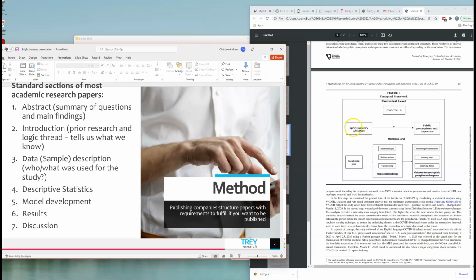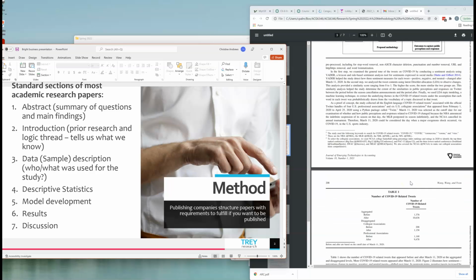And here we've got the sports industry and the public, and we've got a variable coming in here. We've got COVID-19. So then we look at social media posts. They looked at social media posts, and they looked at the sentiment of whether or not they were similar and what the topics were. That's the proposed methodology, and these were the outcomes to capture public perceptions. So we've got an idea about what that is.